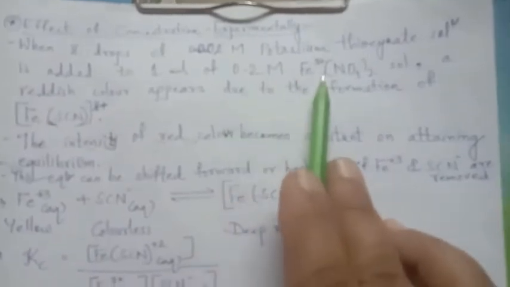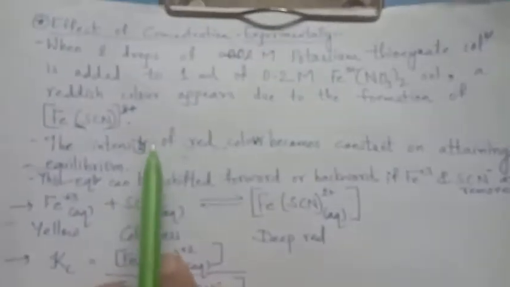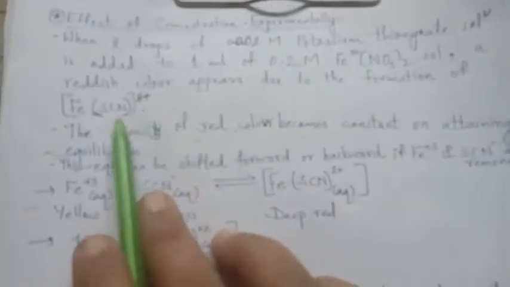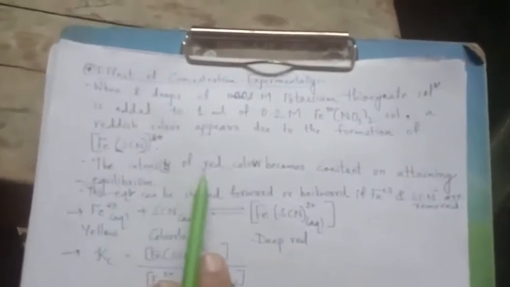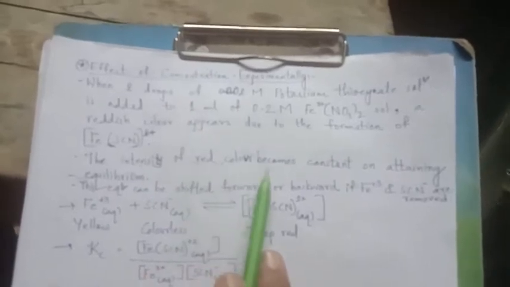0.002 molar KSCN and 0.2 molar Fe(NO3)3, that is, ferric nitrate solution. What takes place? The reaction of these two, when it takes place, the product is ferrothiocyanide, which is reddish in color. What takes place over here? The intensity of red color becomes constant on attaining equilibrium.